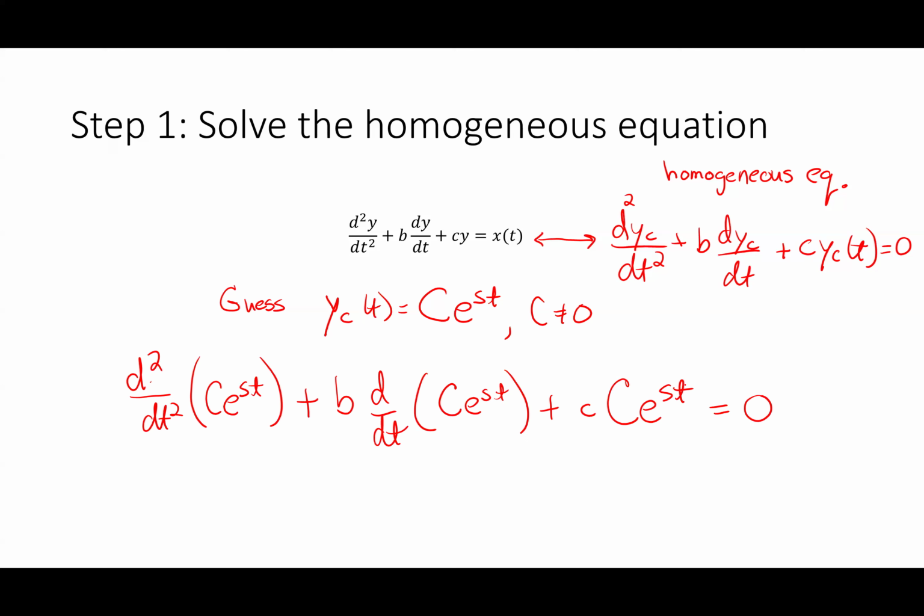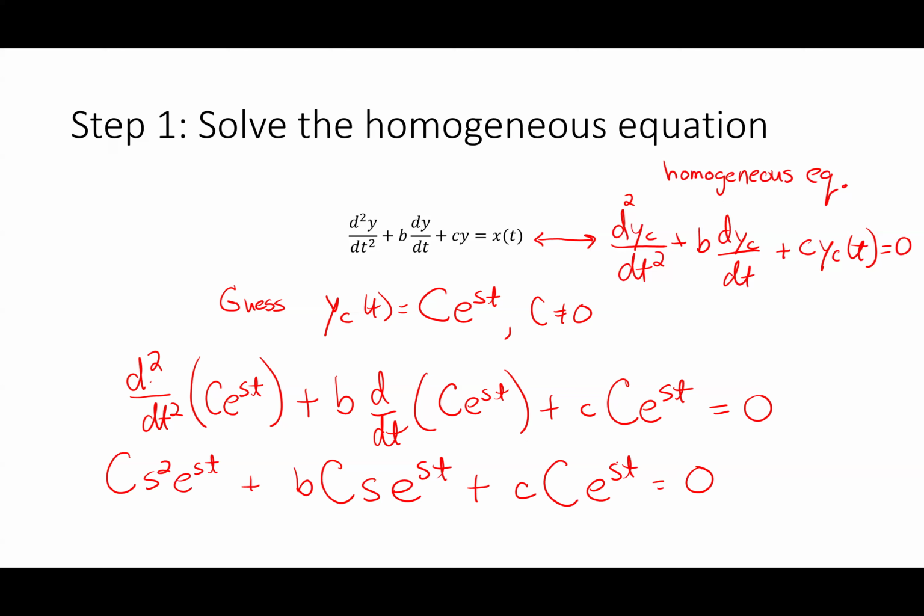So help me out with the derivatives. If I have the derivative of e to the st, what's the derivative of e to the st? s e to the st. What's the second derivative of an exponential? I'd bring the s down twice, right? So this whole thing would become C s squared e to the st plus b times C s e to the st plus little c C e to the st equals 0.